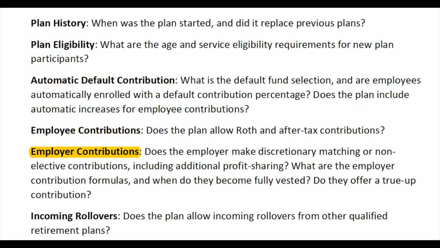And now the employer's contributions. Does your employer make matching or non-elective contributions, including profit sharing? And if they do, when do they become fully vested? Also, discover if they offer a true-up if you max out your elective contributions early. Does your plan allow incoming rollovers from other qualified retirement plans? These can be helpful for consolidating or setting up backdoor Roth IRA contributions.